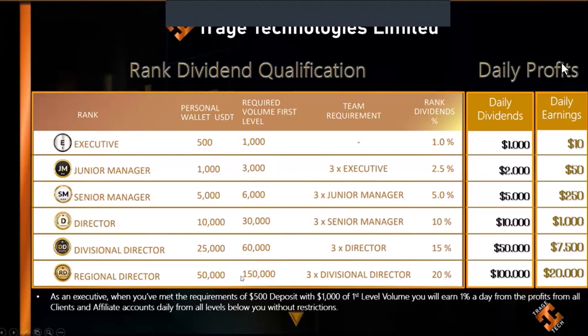And then you must have on your first level a total of $150,000 of people that put money in the fund as well. These are requirements, right, for a regional director. And you've got to have 3 divisional directors. You've got to have 3 of these, right?